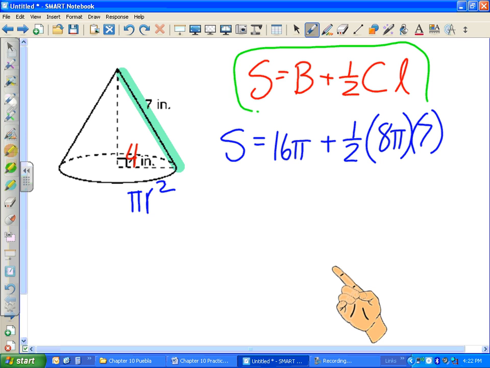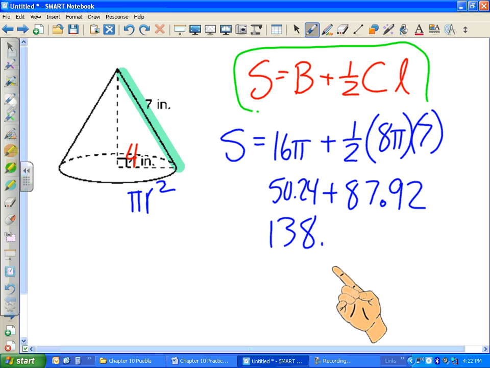16 times 3.14 is 50.24, plus, now let me do this whole part in my head. 8 times 3.14 is 25.12, times 7, divided by 2. I did all the steps in my head. Okay, that plus 50.24, you should have 138.16. There you go.